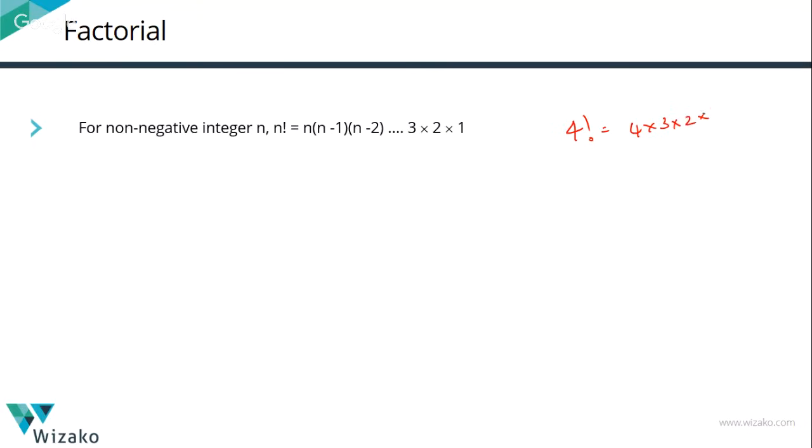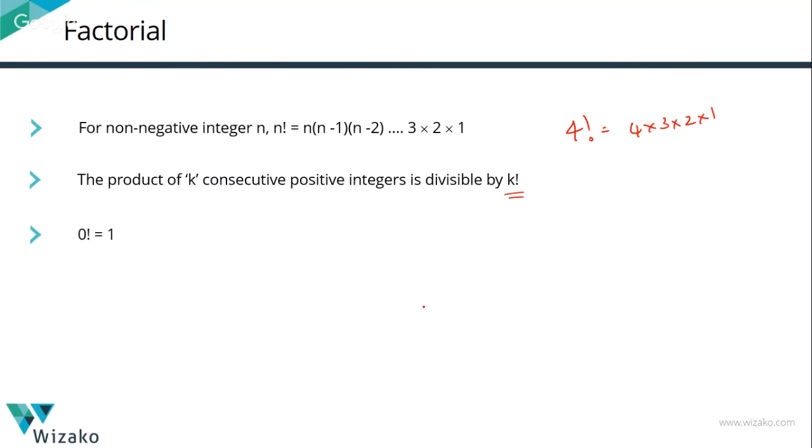Again, some definitions to help us go. What is a factorial? For a non-negative integer n, n factorial is the product of all numbers from n all the way down to 1. So 4 factorial will be equal to 4 into 3 into 2 into 1. Quick properties about factorial: the product of k consecutive positive integers is divisible by k factorial, and the value of 0 factorial is equal to 1. So basically we looked at some definitions, places where we need to have clarity on the definition. All of these are covered and done.